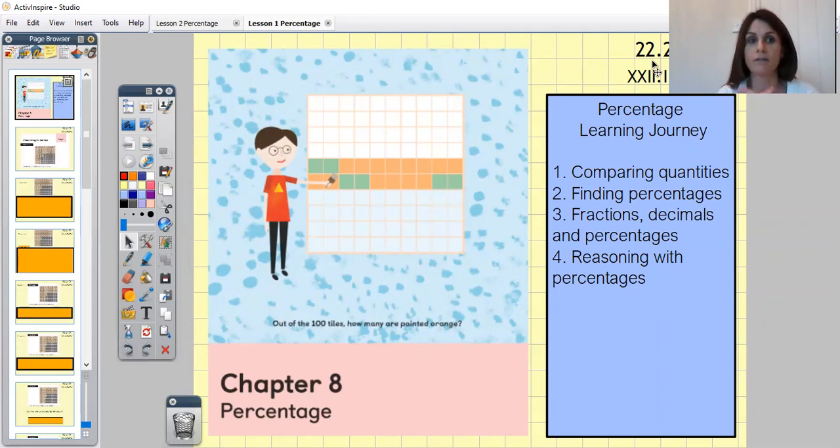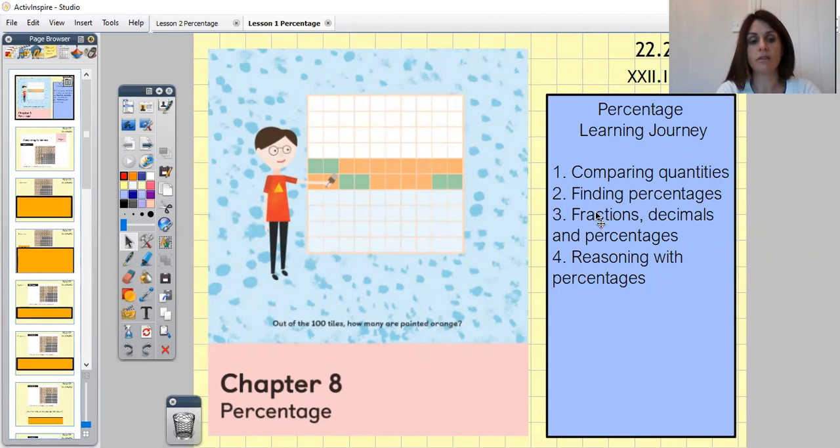So let's have a quick look first of all at our learning journey. So we're going to start off by comparing quantities. I'll show you what we mean by that in a minute. Then we've got a couple of lessons on finding percentages. So actually using our knowledge of fractions and decimals to help us as well. Ignore my spelling mistake here. So that should be fractions, obviously. So that's our work on fractions, decimals and percentages.